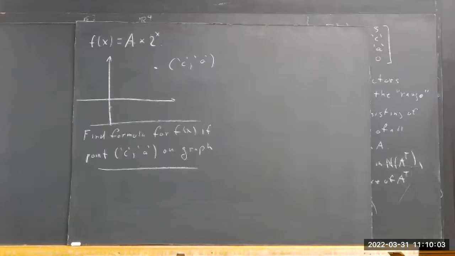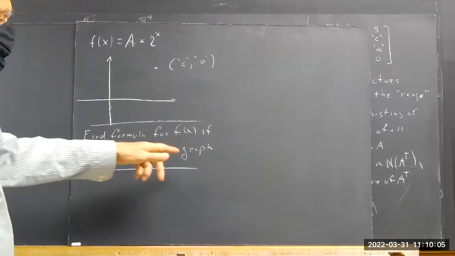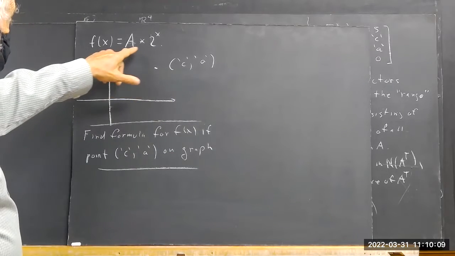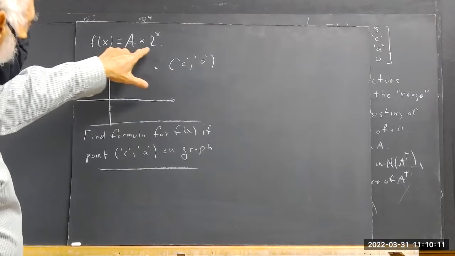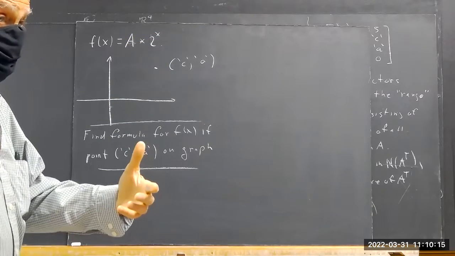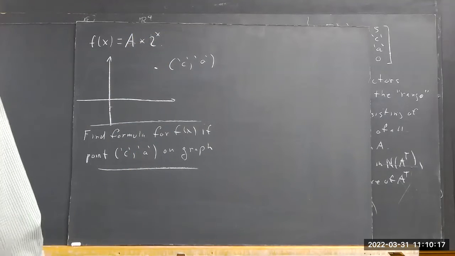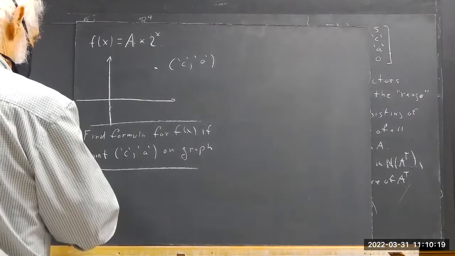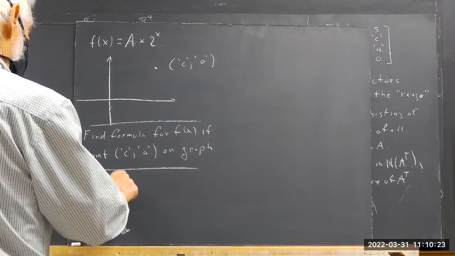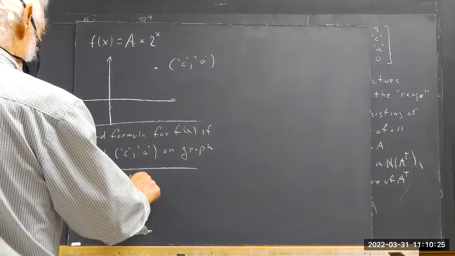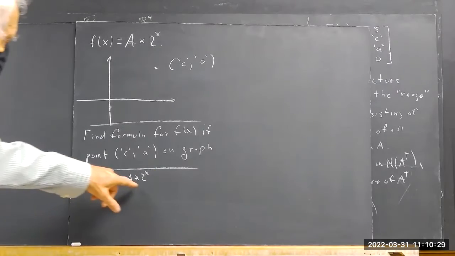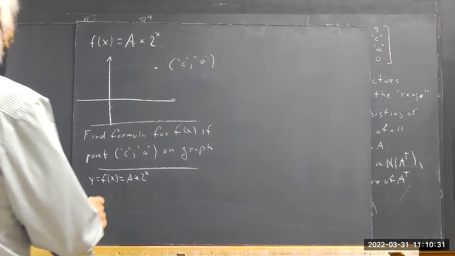Okay, so we're trying to find the exponential function that passes through this point. And the function is a multiple of our basic exponential function, 2 to the x function. So y equals f of x equals a times 2 to the x.